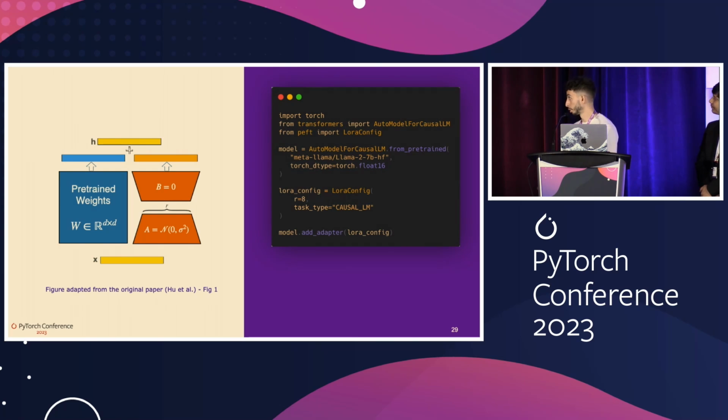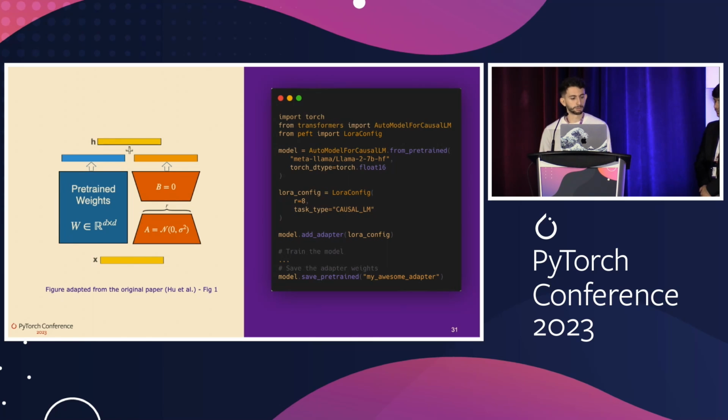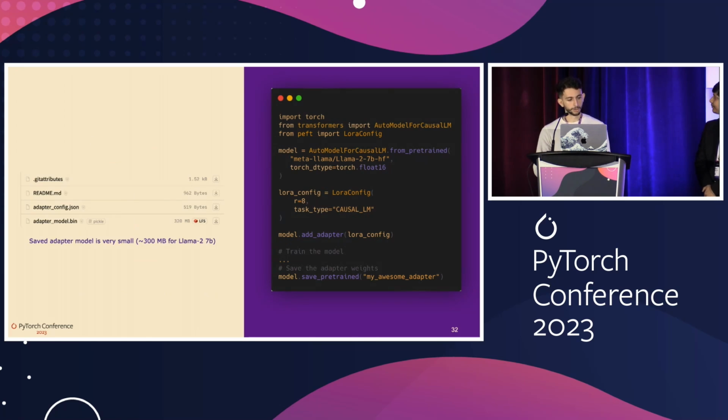Then we just need to call model.add_adapter with the LoRA config to attach the adapters. And then you can basically train your model, do whatever you want. And finally, model.save_pretrained with the path to the adapter model. The cool thing to notice here is that when you save your adapter weights, you only save the adapter weights, not the entire model. So for LLaMA 7B, if you use the basic configuration, you just end up saving 300 megabytes instead of saving the whole model, which is great for distribution.